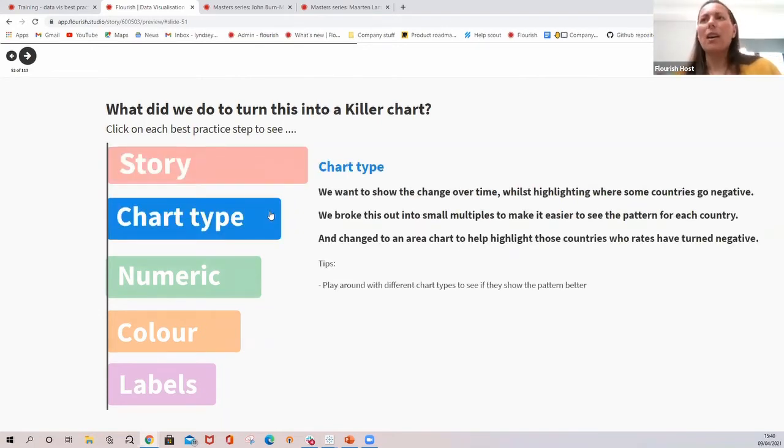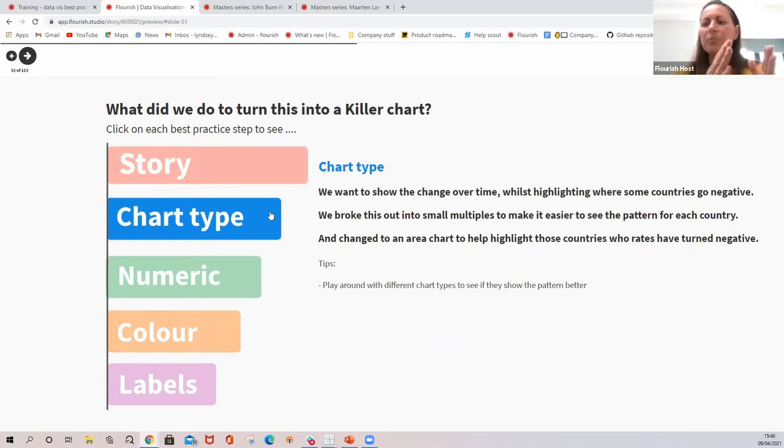We chose a chart type. So this also shows you the iterative process of design. Originally, it's a change over time. It's pretty obvious we want to use a time series. It's not always the case, but nearly always is. But as we started looking at it, we realized there were other things that we could do by splitting it out into small multiples, by changing it to an area chart.